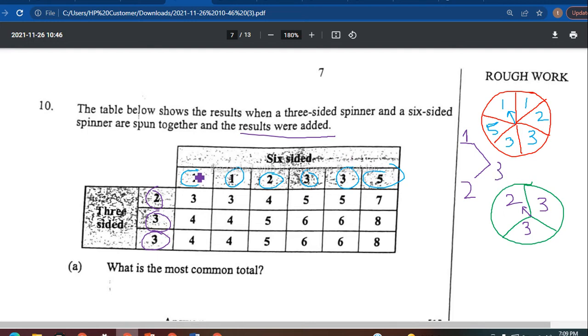So what they're saying is that if we had 1 for the first spinner and 2 for the second spinner, then the sum would be 3. And if we had 1 for the first spinner and 3 for the second spinner, our result would be 4.